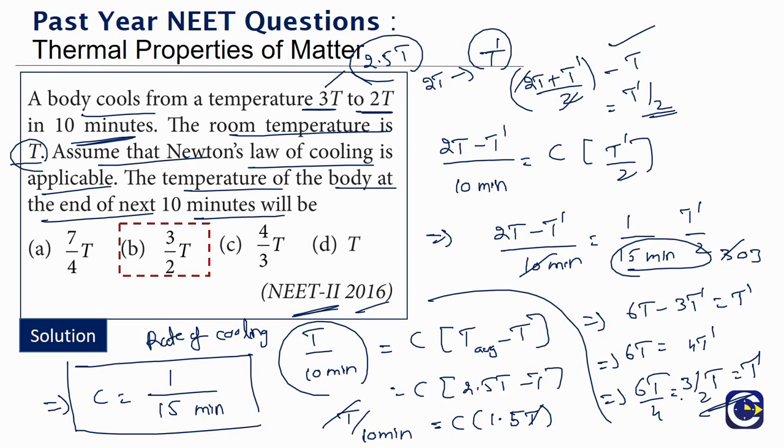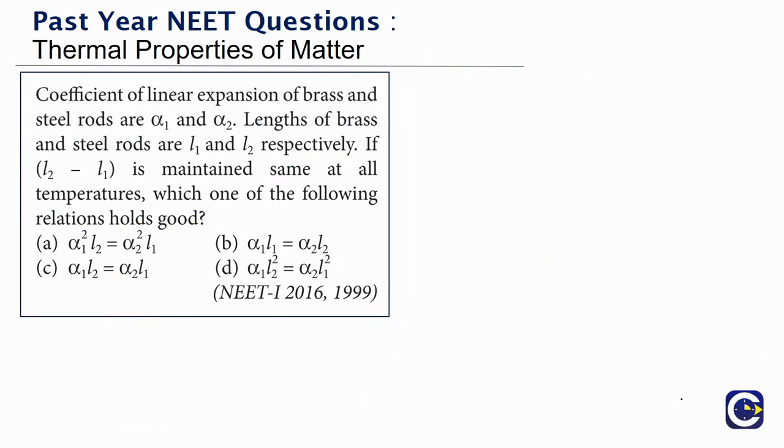Okay. So this is a straight question based on Newton's law of cooling. In one scenario, we'll be able to get the value of that constant C in the Newton's law of cooling expression. We'll take the value and substitute in the second equation. So generally whenever we have questions in Newton's law, we'll have these two scenarios, scenario 1, scenario 2, like that. Okay. We'll move on to the next question. This kind of question has come in multiple years. It has come in the NEET paper 1 of 2016 as well as 1999.